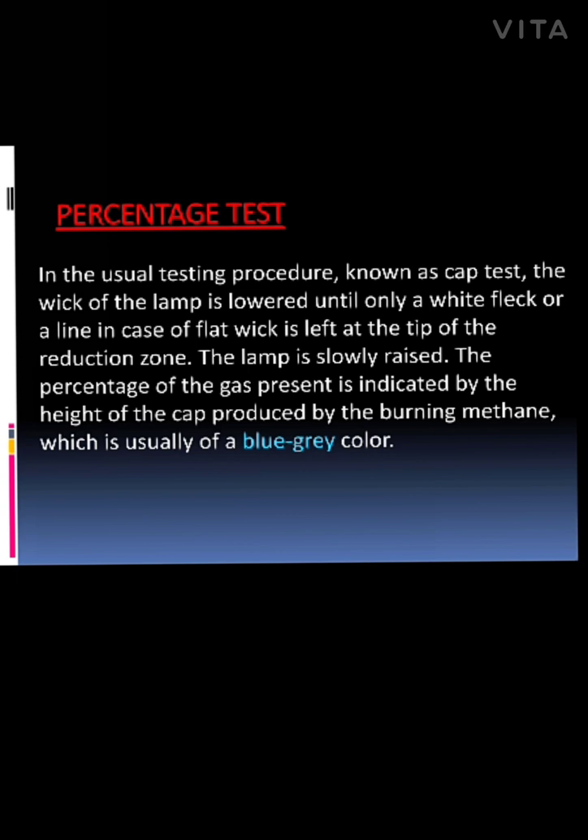So let us now study about the percentage test. In the usual testing procedure known as cap test, the wick of the lamp is lowered until only a white flake or a line in case of flat wick is left at the top of the reduction zone. The lamp is slowly raised. The percentage of the gas present is indicated by the height of the cap produced by the burning methane, which is usually of a blue-gray color.